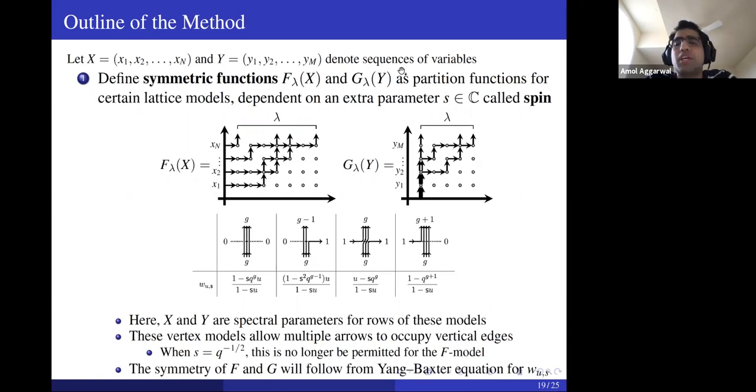These are going to be partition functions for certain lattice models, and they're going to depend on an additional parameter s, which is called the spin. I've given you this vague depiction of how these partition functions look. For the F model, I have it under a step-type boundary condition where arrows enter from the y-axis, don't enter through the x-axis, and are dropped off at the top boundary according to lambda.